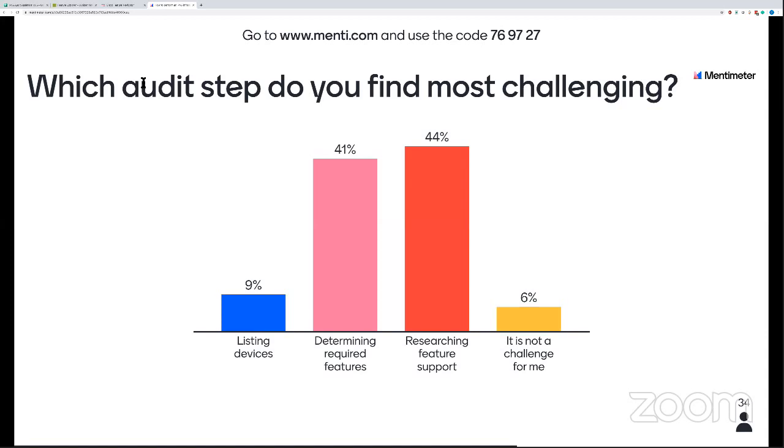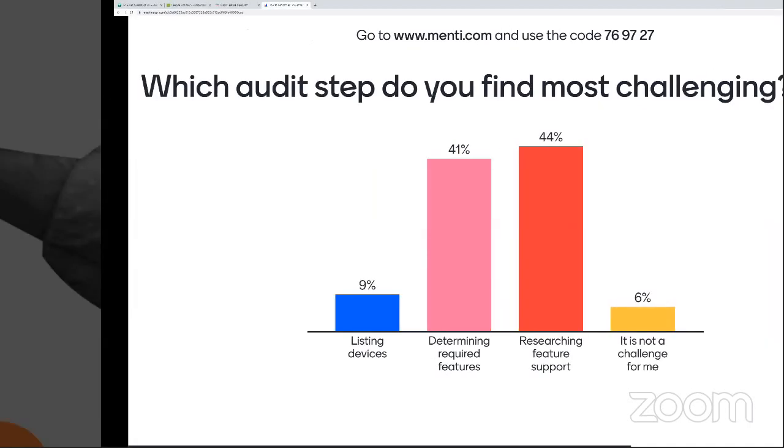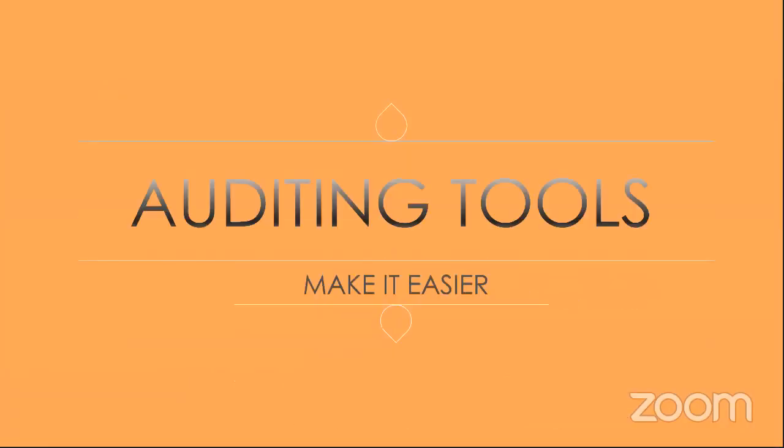But researching the feature support, which is the highest, we've seen this the most challenging in that people don't know where to find information on whether a device supports IPv6 or not. So don't worry, we're going to be looking at all these steps one by one and how to actually do them. So thank you very much for participating. It really helps us. So this leads us to the tools and resources which will help us in simplifying the audit process.